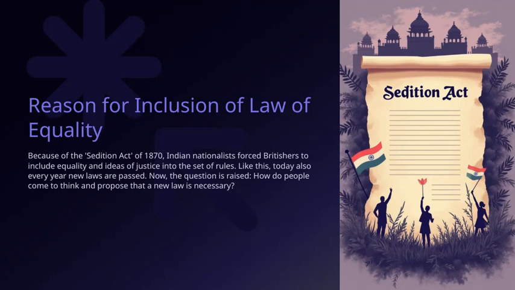Today, I want to talk about the reason for including the law of equality in our rules. You see, it all started back in 1870 with the Sedition Act. Indian nationalists at that time used that situation to push for something more just and fair. They demanded that equality and ideas of justice be part of the laws that governed everyone.